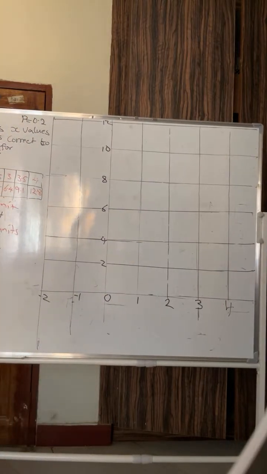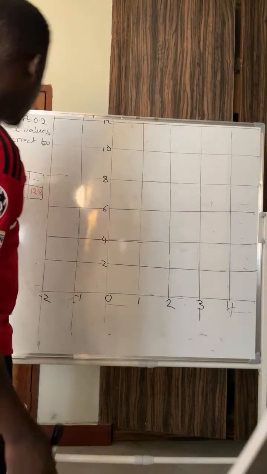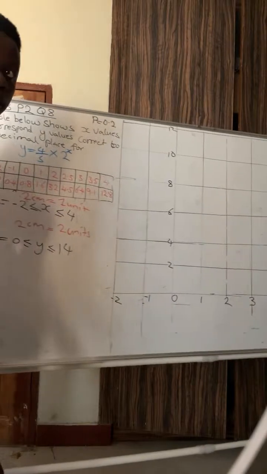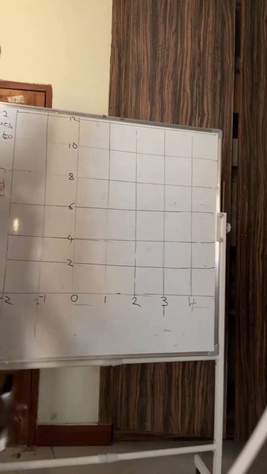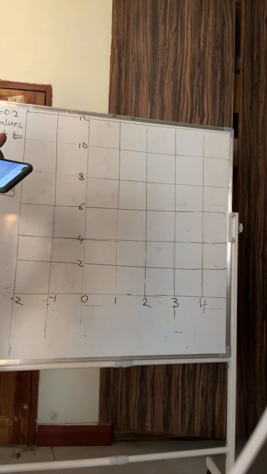Okay, we'll try. We're supposed to reach 14, so we have to go up to 14. The way it is now, they're asking us to plot. They are saying, on the axis, plot the points given in the table and join them with a smooth curve.